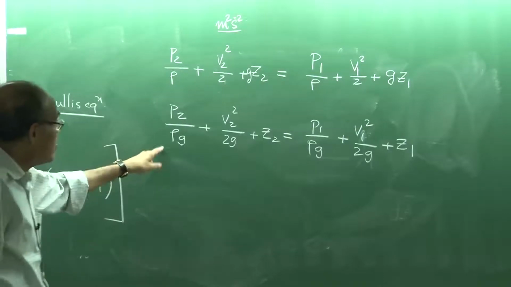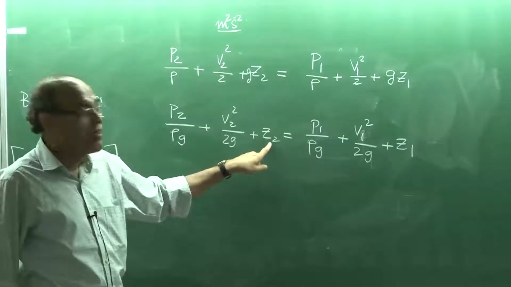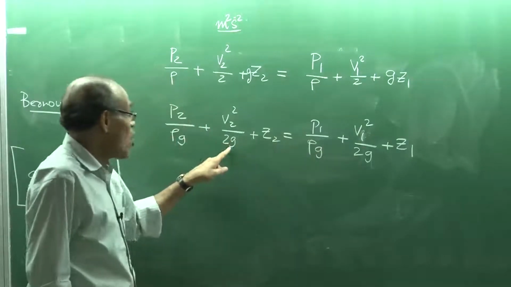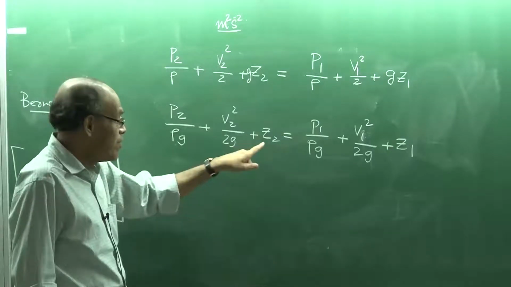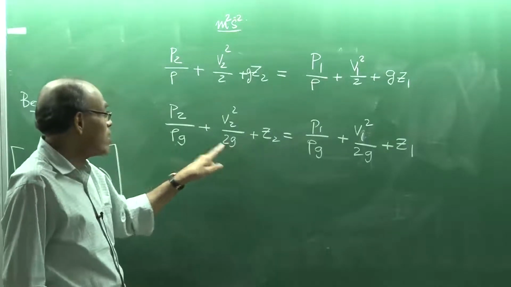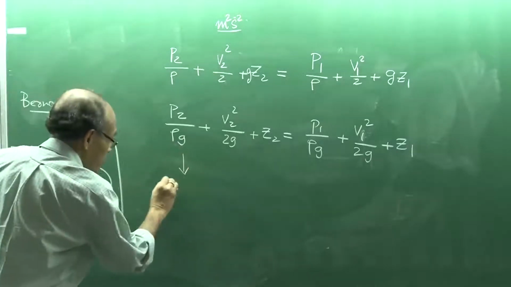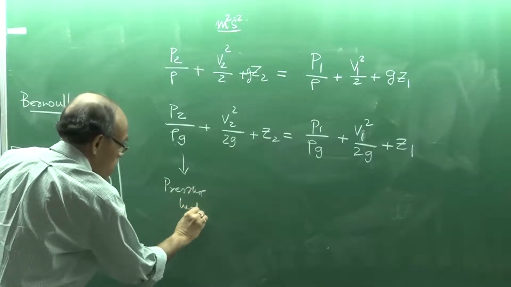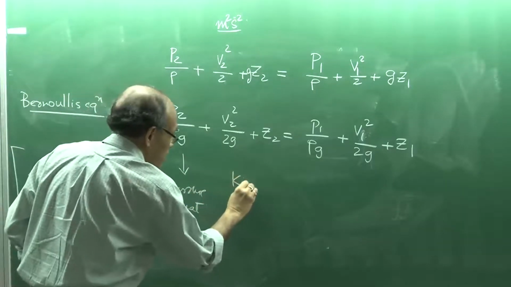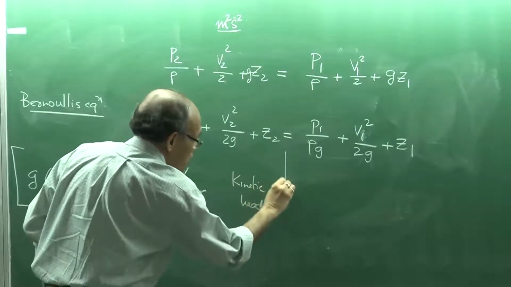On the other hand, this is the same equation expressed like this. What happens? This is Z2, this is Z1, which essentially means these all have the dimensions of Z, and Z is a linear distance. So, this Z is meter, this is also meter, this is also meter. And we say this is the pressure head, this is the kinetic head, and this is the potential head.